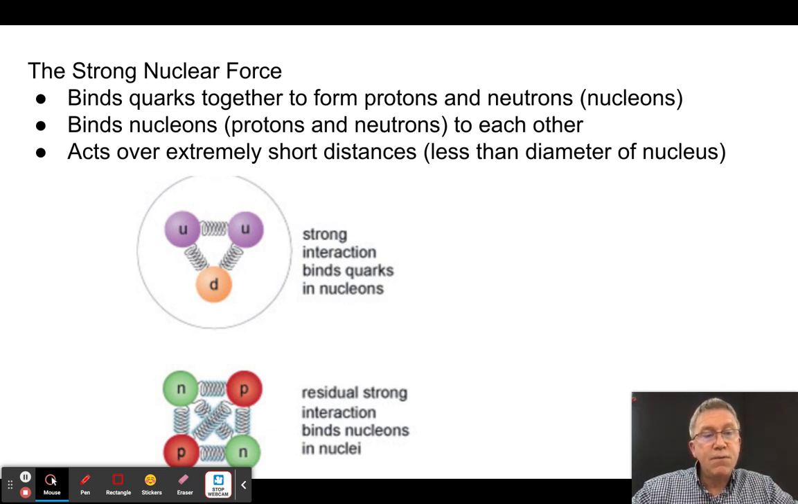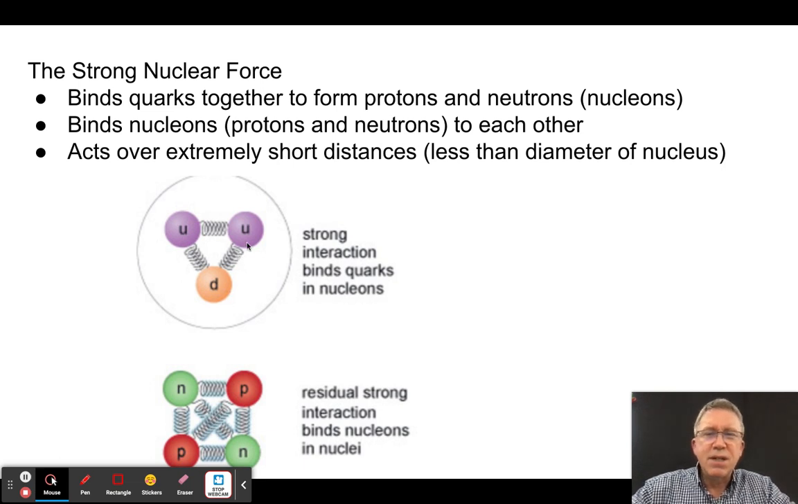Whether you're aware of this or not, there are what are known as quarks. Quarks are these particles that are bound together, three quarks together, either up quarks and down quarks. There's actually six, but there's two of them that are involved in making protons and neutrons, up and down quarks, and so you have three quarks together that make up a nucleon, a proton or a neutron, and the strong nuclear force binds them together.